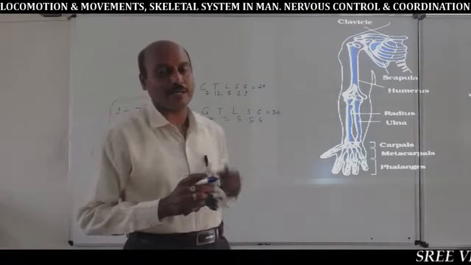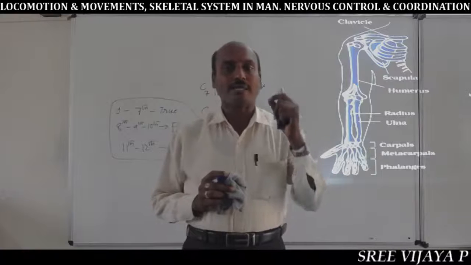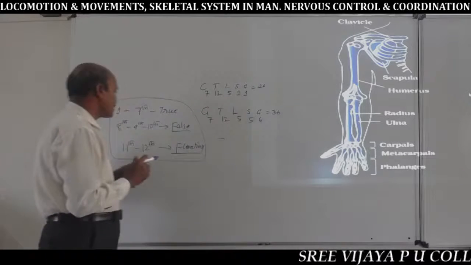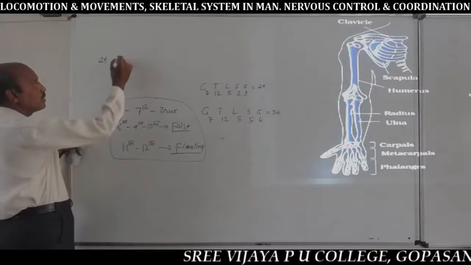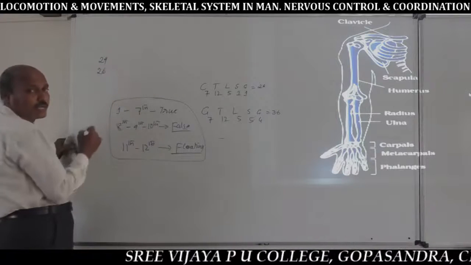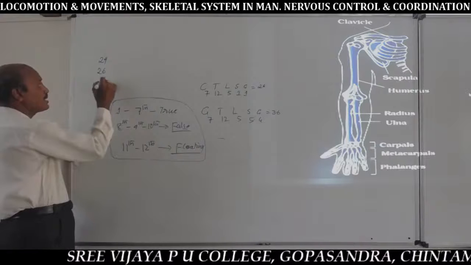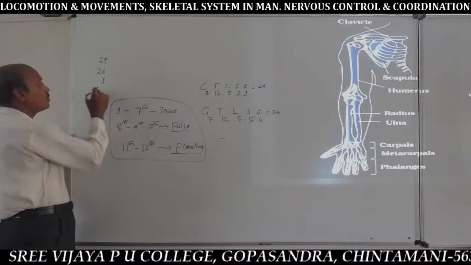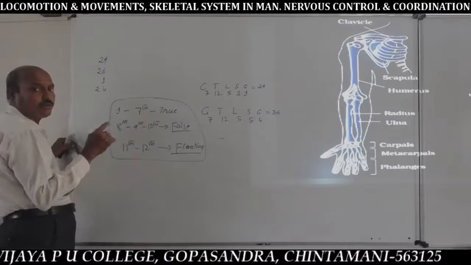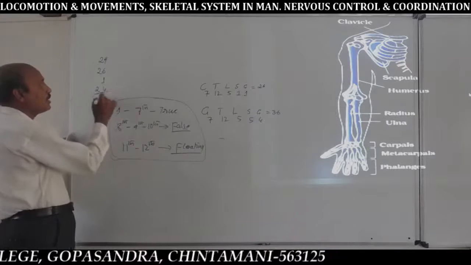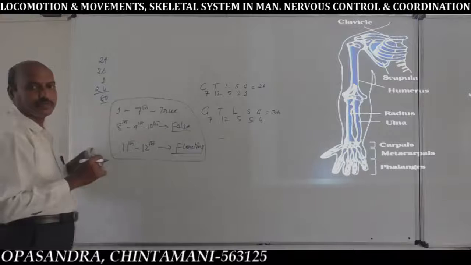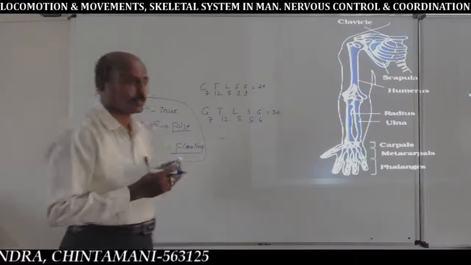So that is the axial skeleton. In the axial skeleton, 29 are skull bones, 26 are vertebral column bones, 1 is the sternum bone, and 24 are the rib bones. Totally 80 bones.